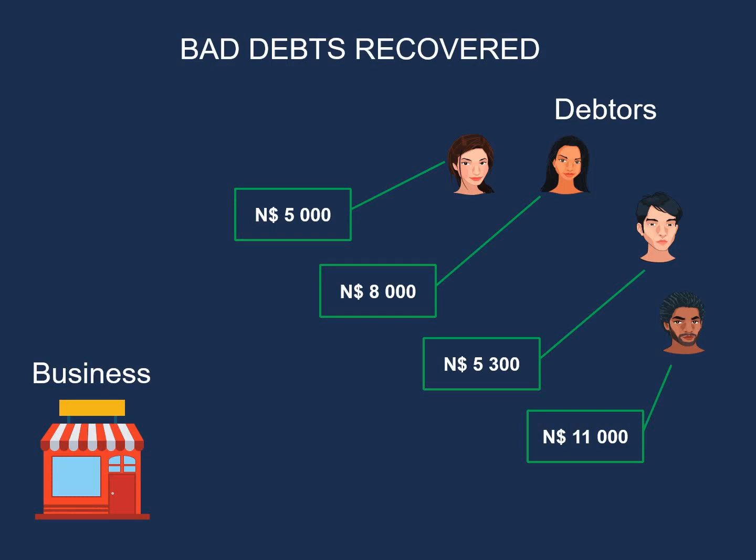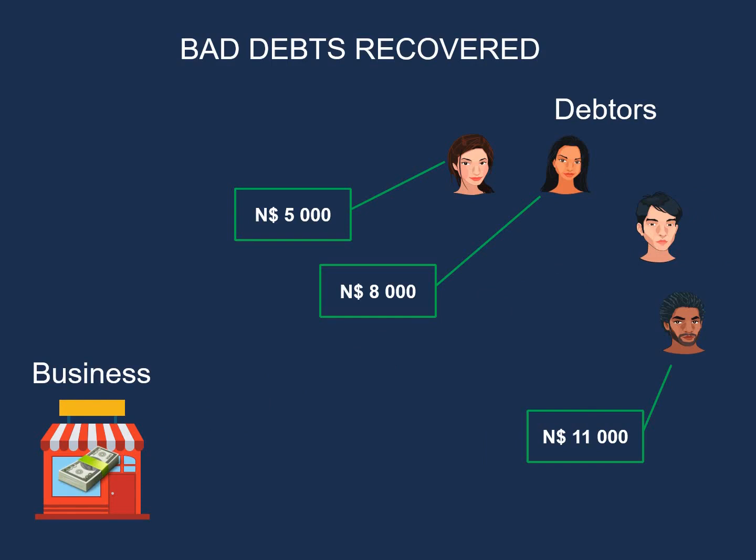But now say for instance one of these debtors became bankrupt or he just ran away. That means we need to write off his debt. We need to write off the amount that he owes the business. Now, after a few years, that person returns and pays his debt that he owes.